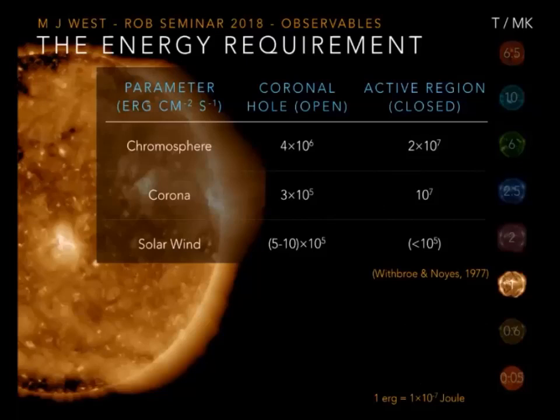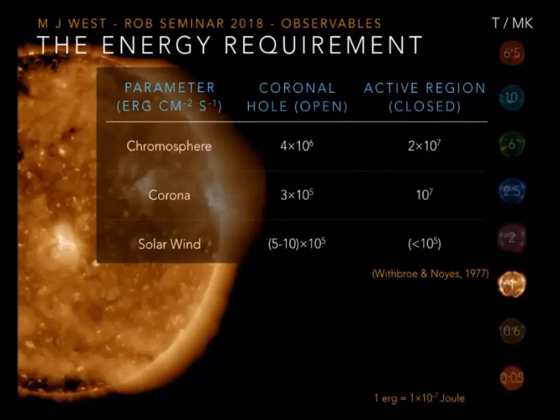And then in the corona, this is slightly lower because we're in a lower density region, and then it drops even further as we move out into the solar wind. And so any coronal heating, atmospheric heating mechanism has to supply enough energy to account for these.